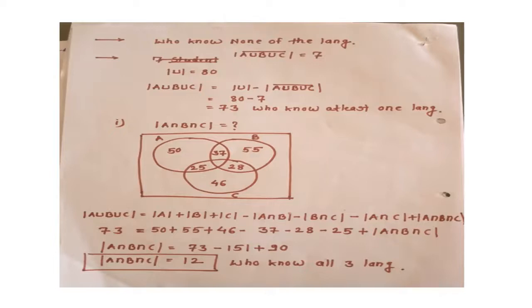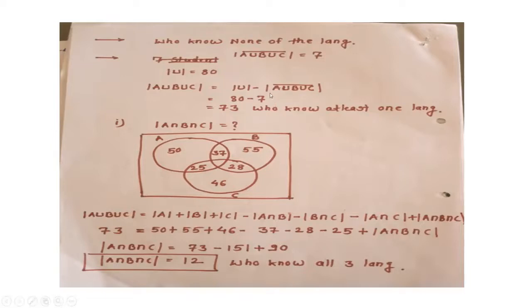So here we have to find out who know at least one of the languages. First of all, how do we find this? The total number of students, that is 80, minus those who know none of the languages. The number of students who know none of the languages is 7, so 80 minus 7 is equal to 73. That is, 73 know at least one language.